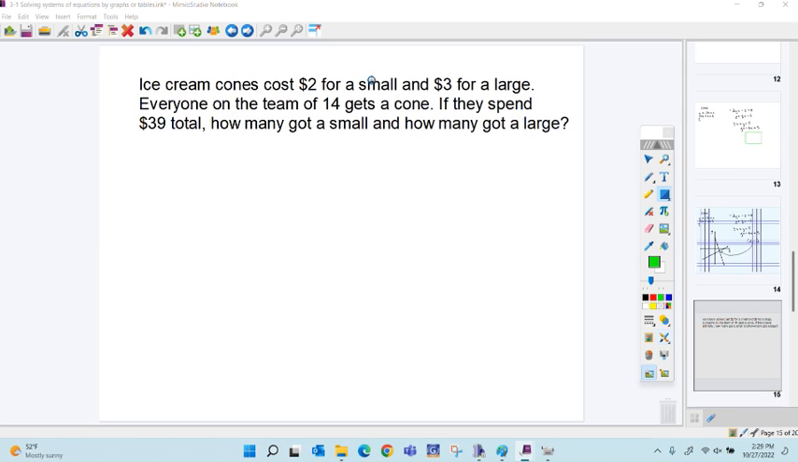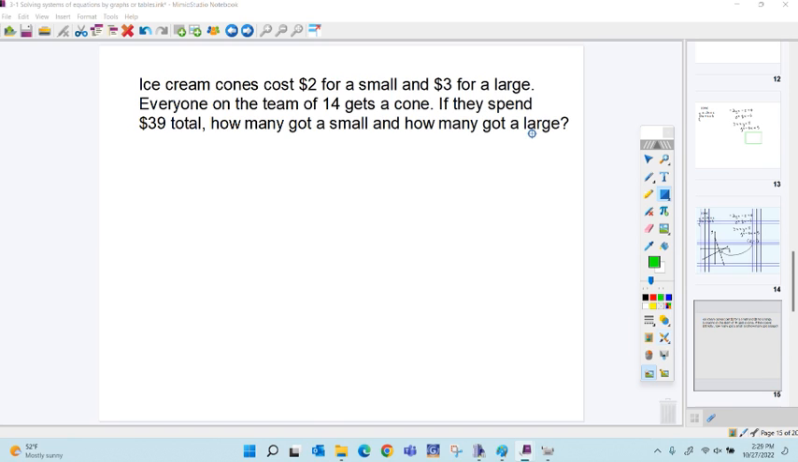So $2 for a small cone, $3 for a large cone. Those are the costs of the cone. Everyone on the team of 14 gets a cone. So this is not a money part. This is a number of cones. A number of people, and each one got one ice cream cone. If they spend $39 in total, so this is actually pretty cheap ice cream, how many got a small and how many got a large?